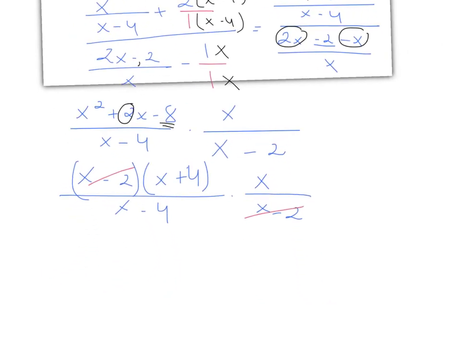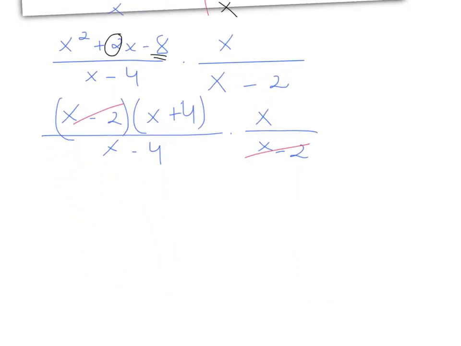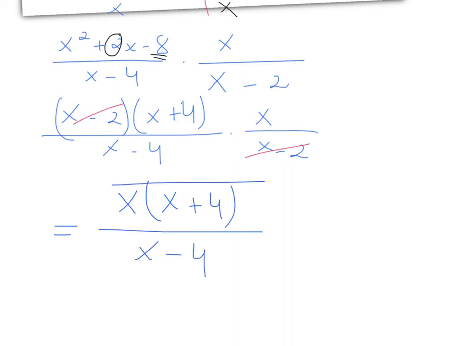Let's get some space here. So the final answer will be x times (x plus 4) over (x minus 4). And this is, I think, the final answer.